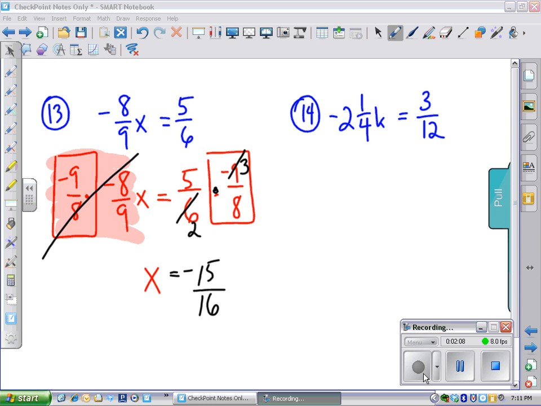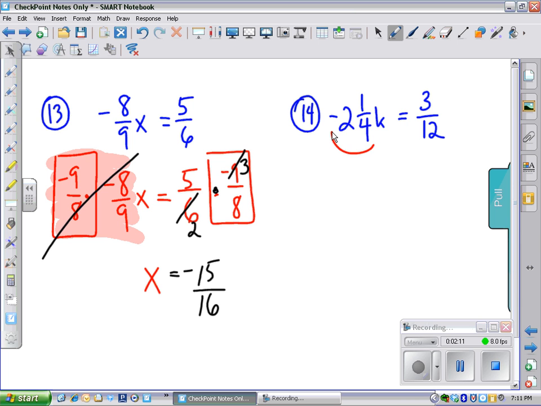On problem number 14, same sort of equation and way to go about solving it. We have to, again, convert this mixed number to an improper fraction. 2 times 4 is 8, plus 1 is 9. Keep your denominator fourths. It was negative in its mixed number form, so it'll be negative in its improper form. We have a k there. On this side, we have 3/12.